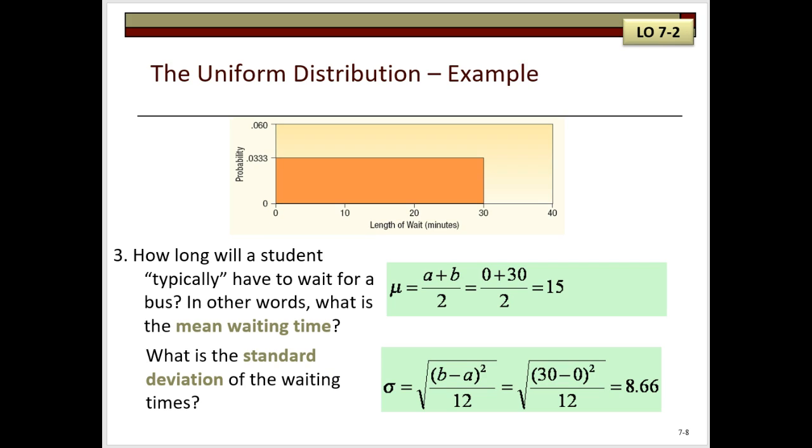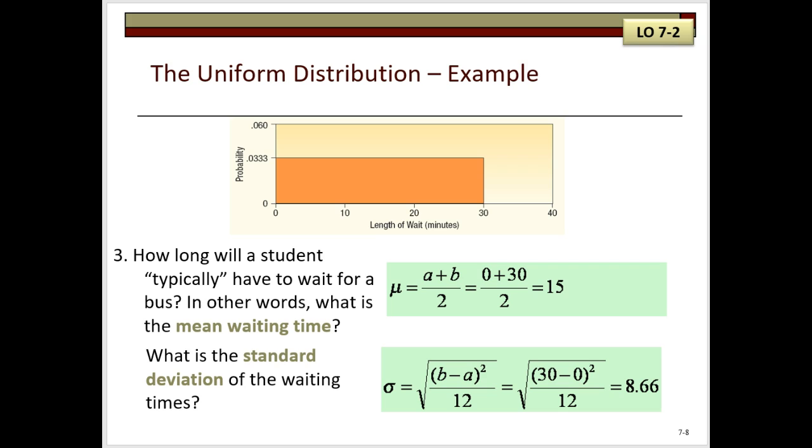To determine the average amount of time a student has to wait for a bus, we apply the formula for the mean of a uniform distribution. We add the lowest and the largest values of the distribution, which is 30 plus 0. Then we divide the resulting sum of 30 by 2. The mean waiting time is 15 minutes.